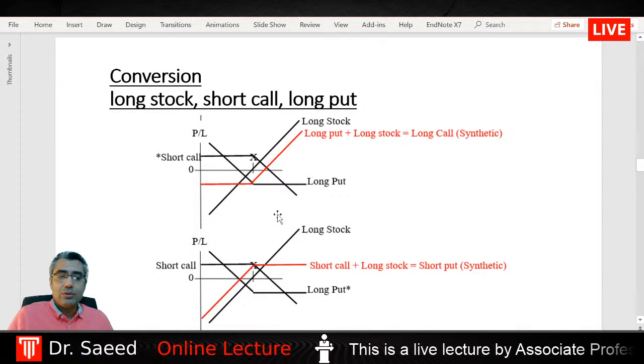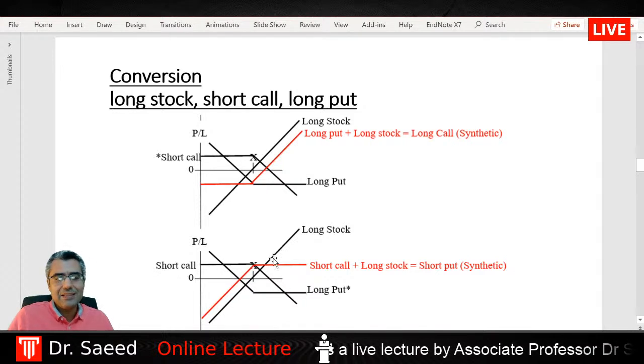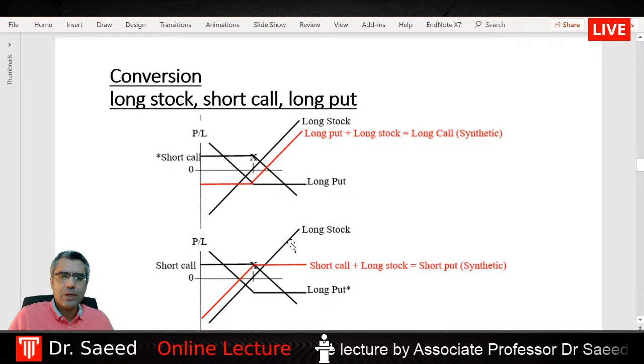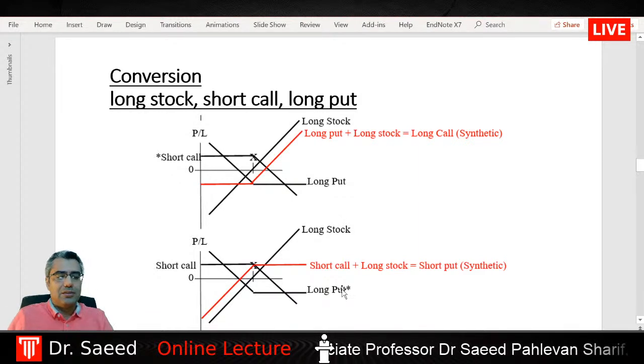Now let's try another way. This time, we combine long stock and short call, and then the output will be combined with long put. If you add short call and long stock, it will give you this red curve, which is short put, and now short put with long put again is a flat curve.